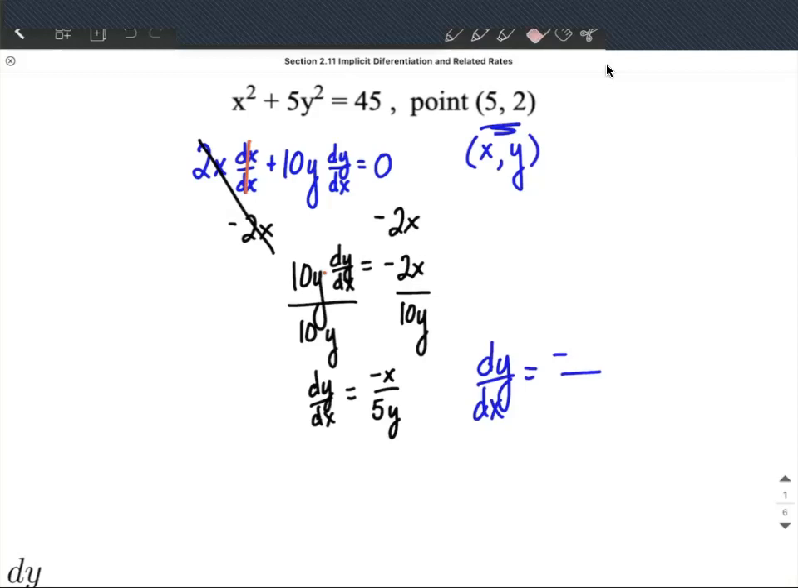5 over 5 times 2. Get them in the right place. Or negative 5 over 10, which is negative 1/2. All right, so that's going to be the slope of the tangent line at that point, given by the derivative.